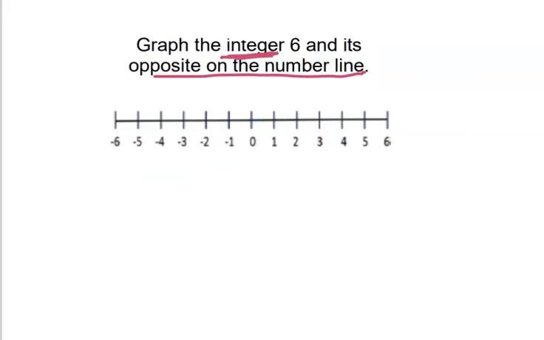Graph the integer 6 and its opposite on the number line. Remember, integer means a positive or a negative number, and it can include 0, but does not have a decimal or a fraction. So let's go ahead and just plot the 6.